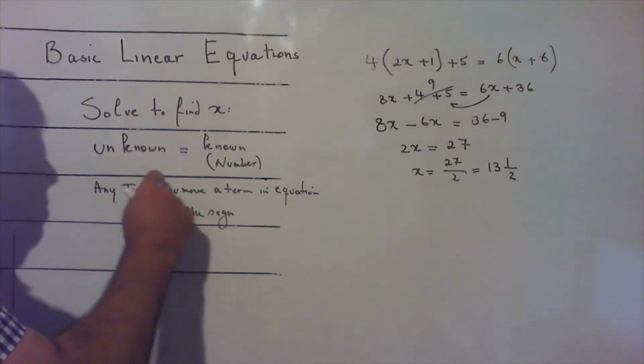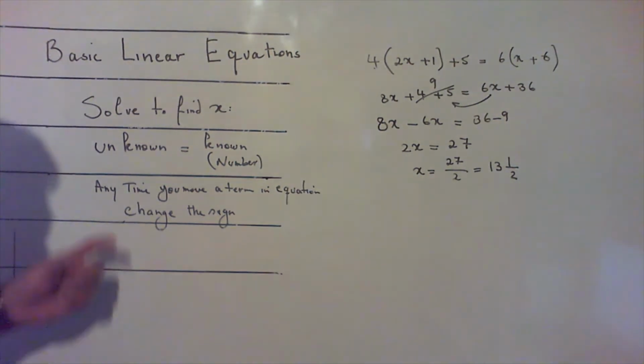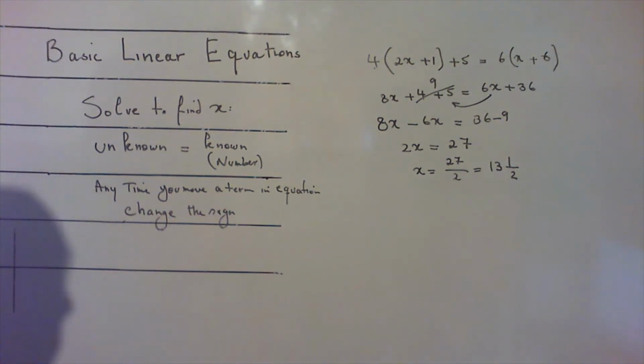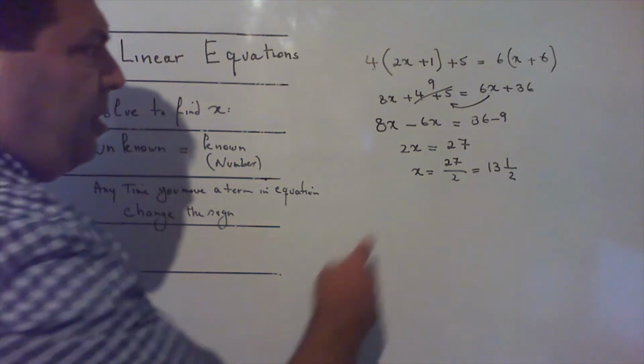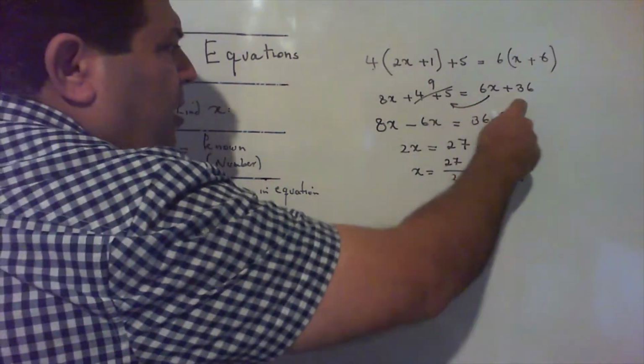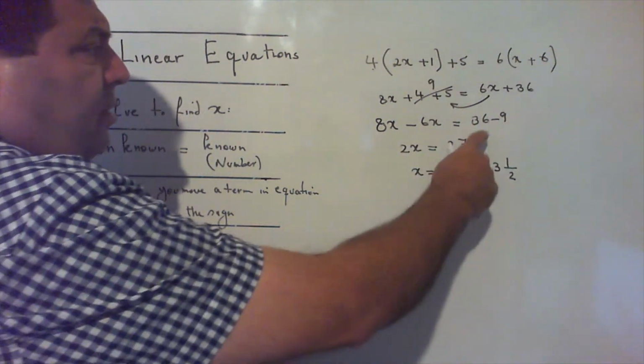So I'll take the 6x and bring it this side, but I change the sign. Anytime you move a term from one side to another side, you change the sign. So that's minus 6, and 36 stays, but 9 goes that side. Then it's 8x minus x, 2x. 36 minus 9 is 27.